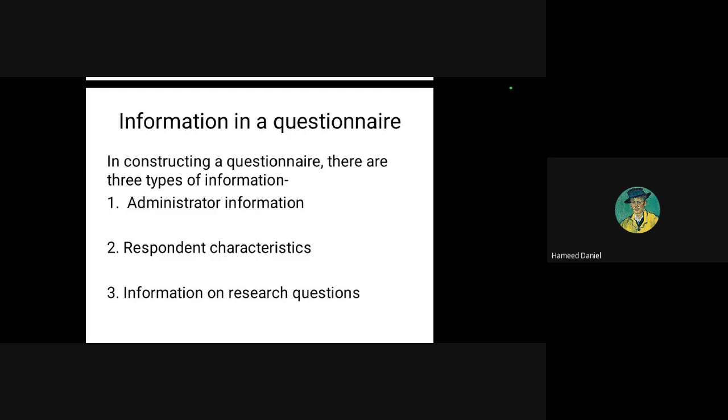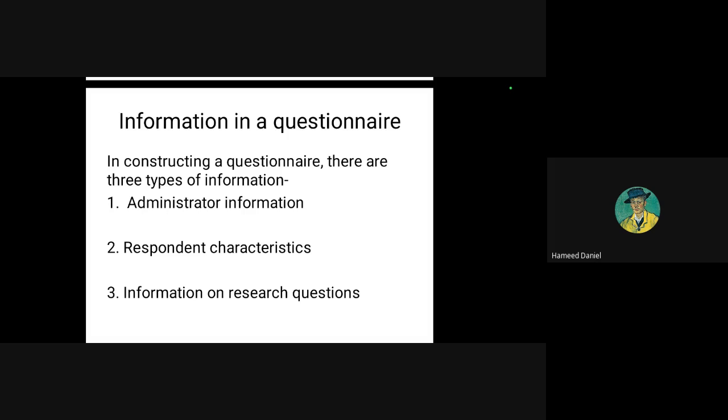All right. I'm just going to be repeating what I said earlier. The information that you will find on your questionnaire will most likely be in three parts: the administrator information, the respondent characteristics, and the information as regards your research questions and objectives. The administrator information is where you are introducing yourself, the intention of your research, and getting their consent, right?